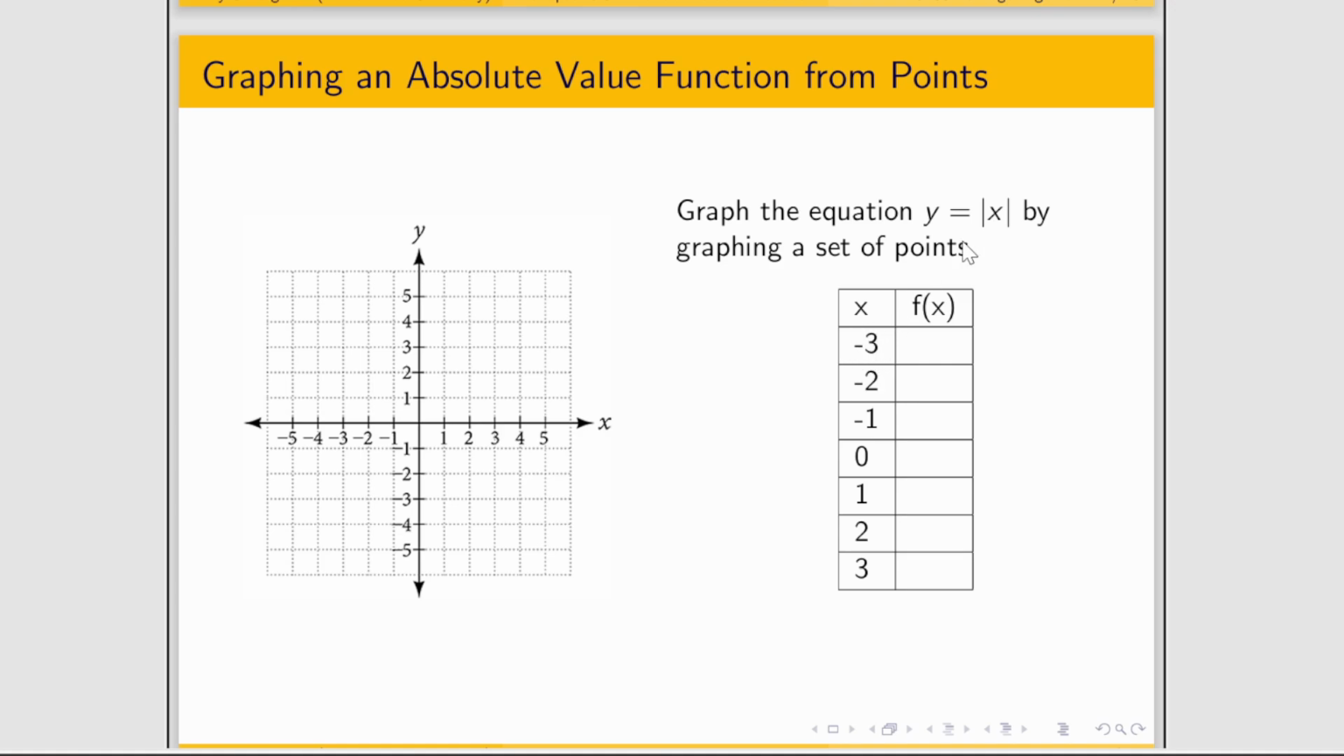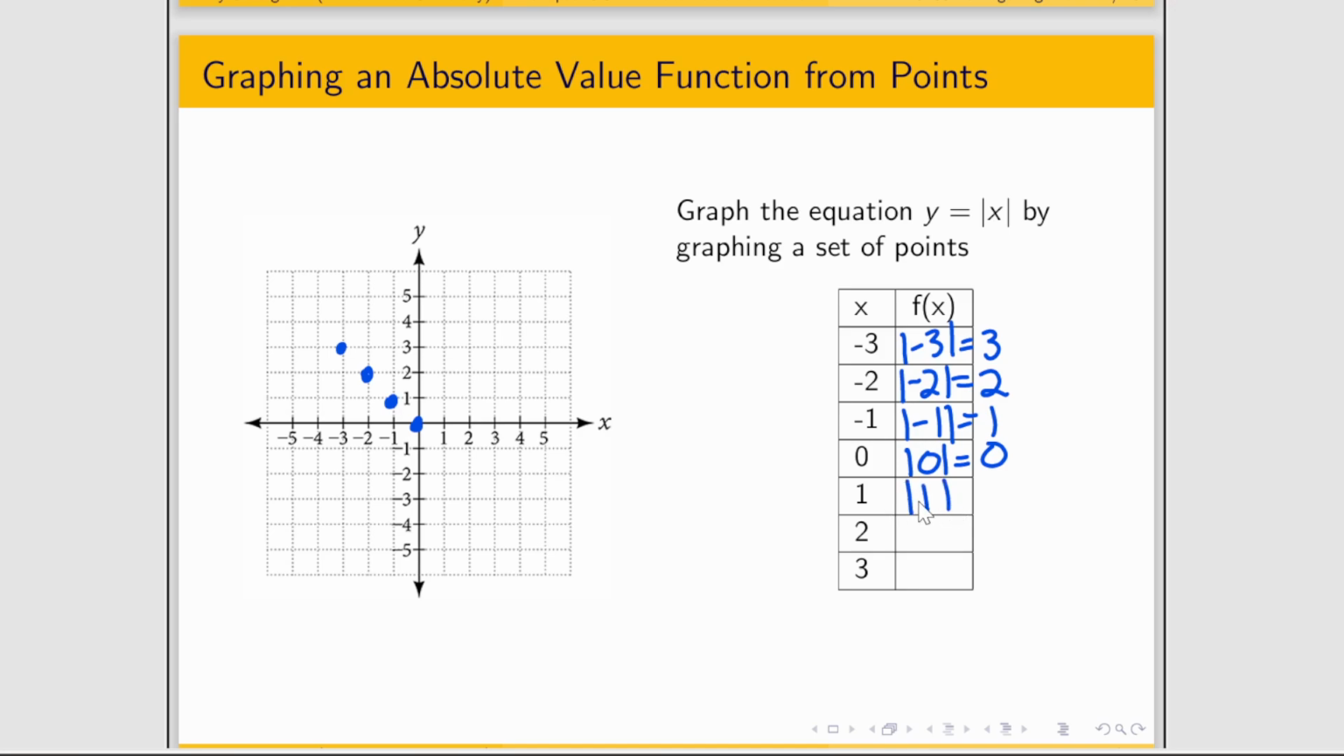So if, for example, I want to plug in -3, I just find the absolute value of -3, which is +3, and then I can go ahead and plot that. So -3, +3. Then I just keep on going. The absolute value of -2 is +2, so I have a point at -2, +2, which I almost just misplotted there. Then I want to find the absolute value of -1. Again, we're just plugging into the equation. Absolute value of -1 is +1, so I have a point at -1, +1. We can plug in 0. The absolute value of 0 is 0, so I have a point at 0, 0.